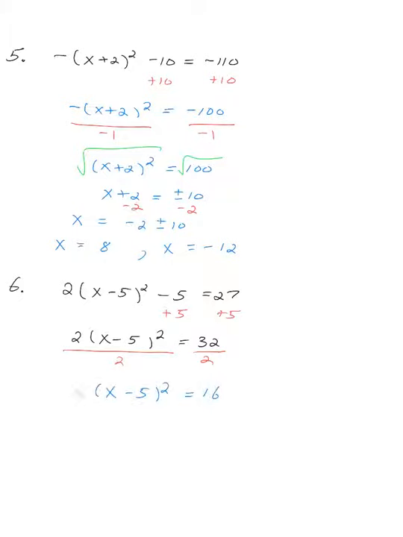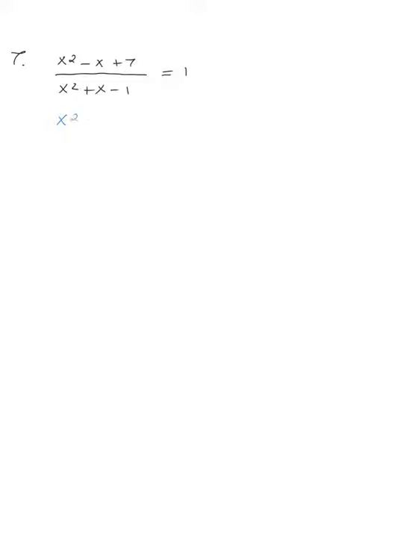To solve this equation, I'm going to cross multiply this to the other side of the equation. So the next step is to simply write down x squared minus x plus 7 is equal to x squared plus x minus 1. And all that happened here is I multiplied both sides by this denominator. It canceled on the left, and it appeared in the numerator on the right, and when you multiply it by 1, it doesn't change it.